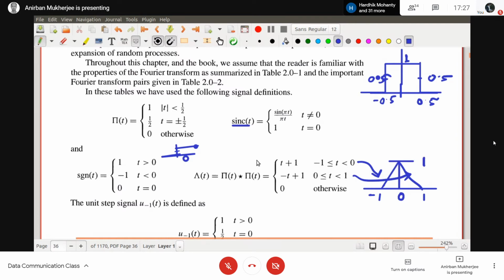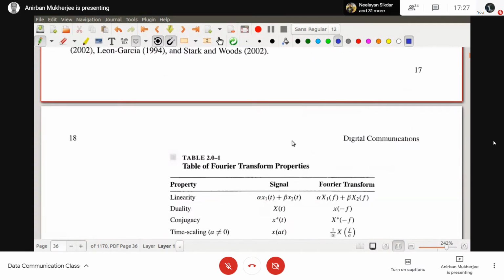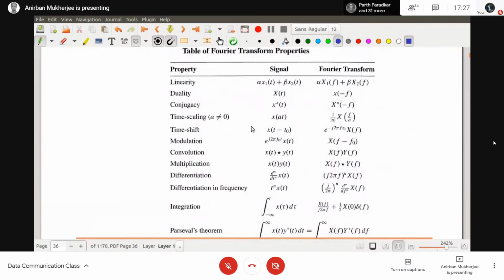And the unit step, generally we say u(t), but here they have defined it with u minus 1(t). It's okay. The unit step you also know, it is like this, but here it is defined as 0 at that point. Okay, these things you know.